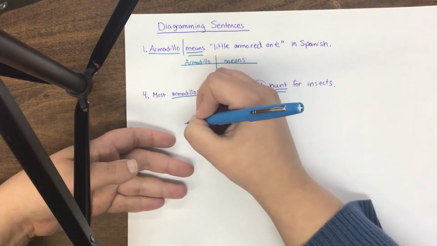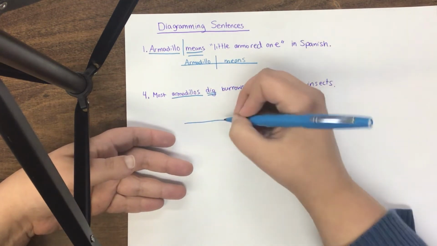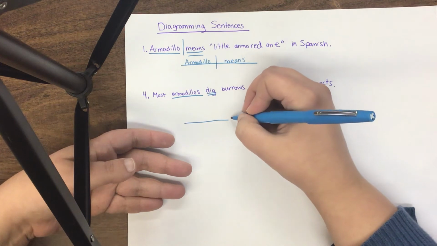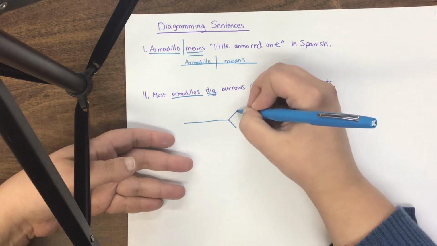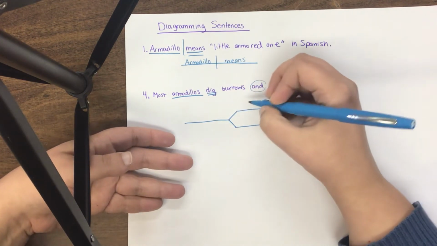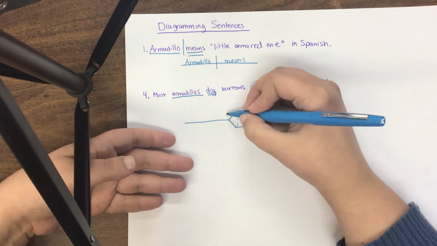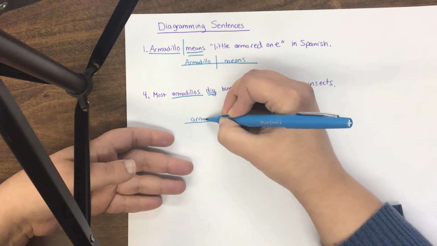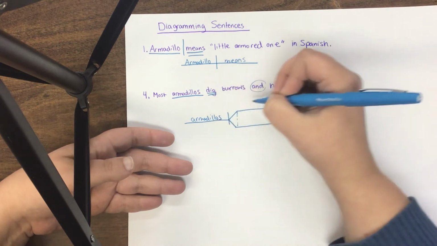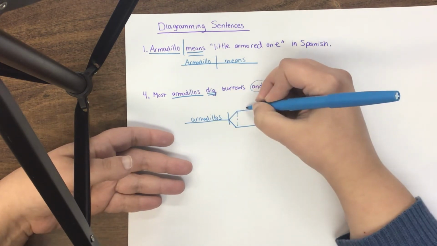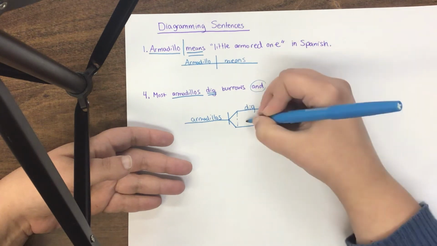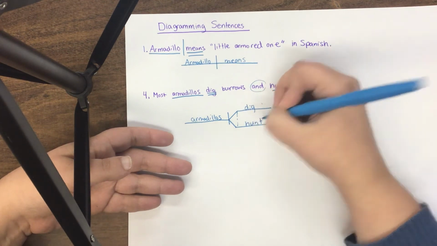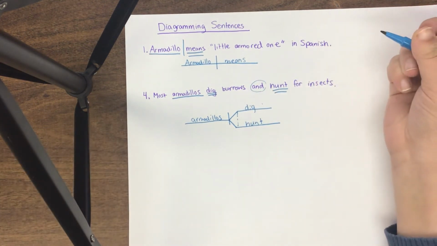So when I do my diagram for this one, I have one subject, but I have 2 verbs. So I split it off like this into 2 areas like that. So my subject, put armadillos. And then on my 2 lines here, I put my verbs, dig and hunt. And just like that, my sentence is nicely diagrammed.